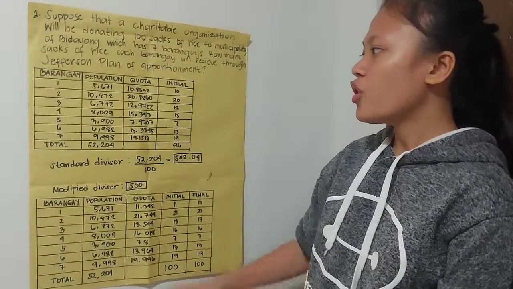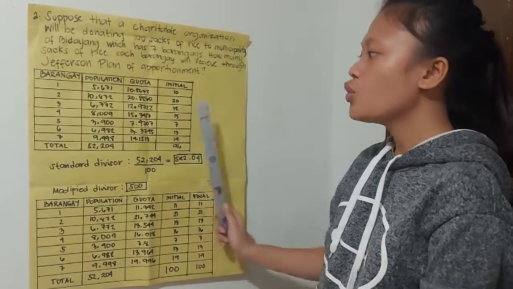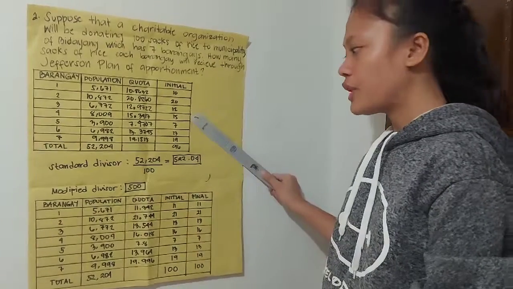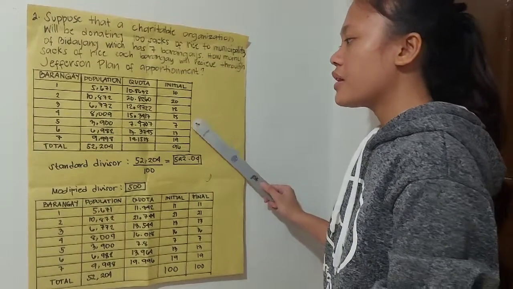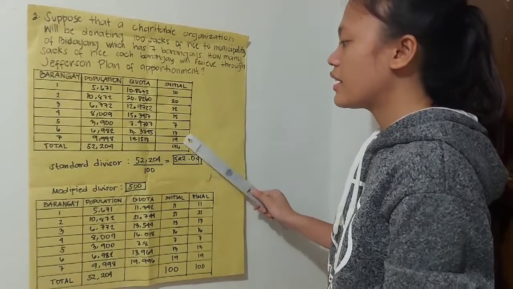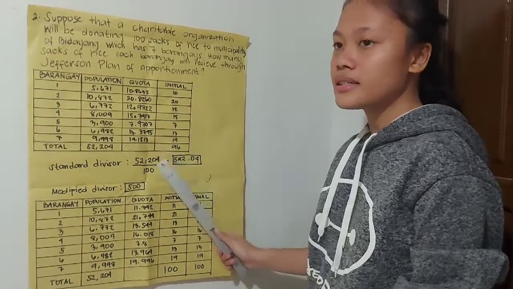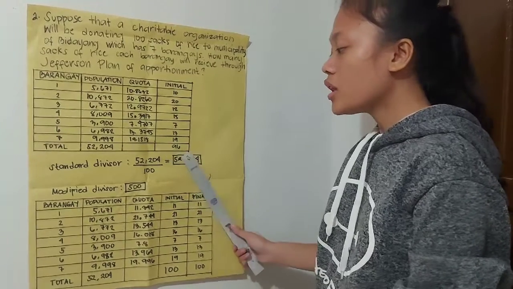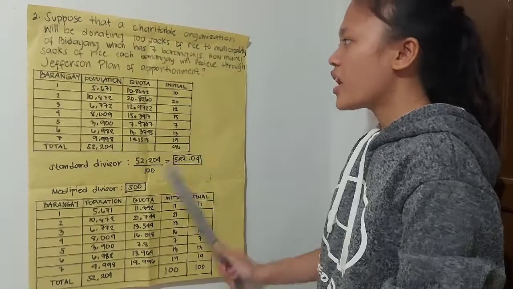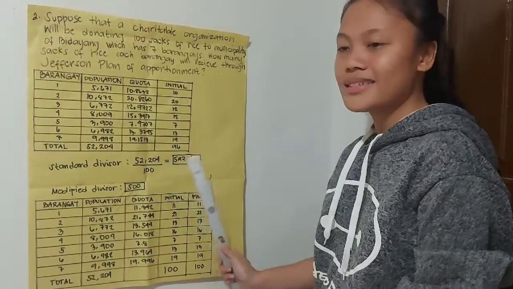So now, for barangay 1, they will receive an initial 10 sacks. For barangay 2, 20. For barangay 3, 12. For barangay 4, 15. For barangay 5, 7. For barangay 6, 13. And for barangay 7, 19. So, there are 96 sacks in total. But we are distributing 100 sacks among the 7 barangays, and the total of this is 96 only.